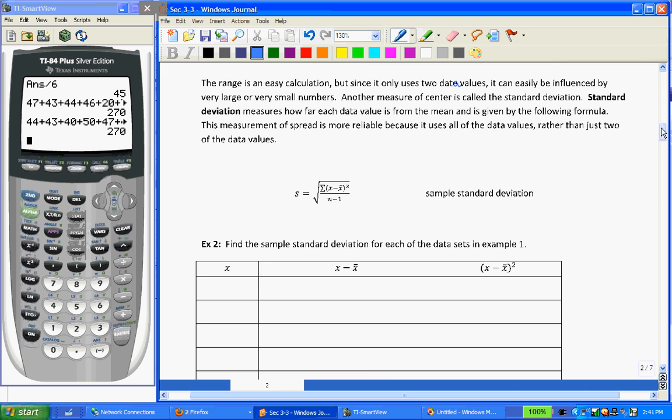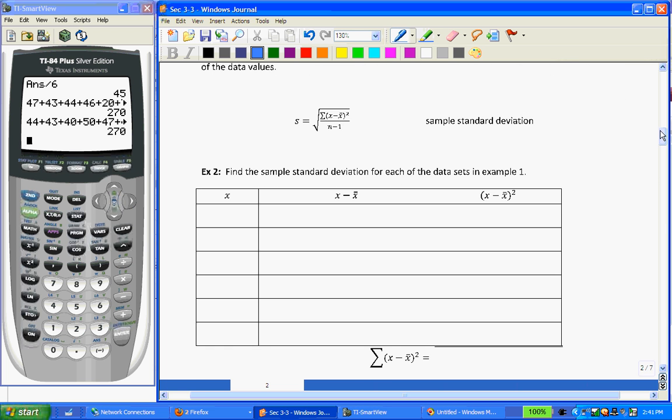So our standard deviation, specifically our sample standard deviation formula here, is s equal to the square root of the sum of x minus x bar squared. So that means you take each value, subtract off the mean, square it, and add those all up, and divide by n minus 1. So we're going to try this in example 2.